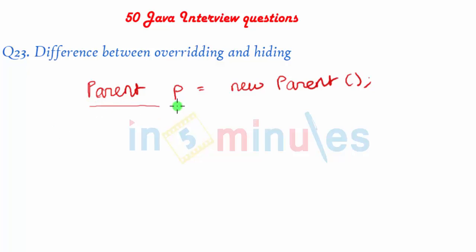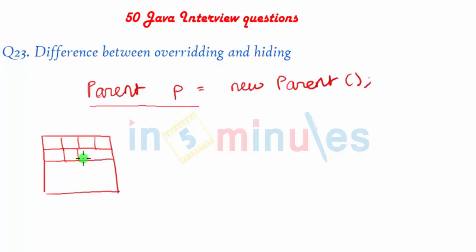So we have Parent p. The Java compiler will go to the class Parent and will reserve all the space required to create an object p. So if the Parent class has, say, 10 methods, then we will have 10 spaces reserved like this. And when the right hand side of this statement is executed, we actually fill out these spaces.